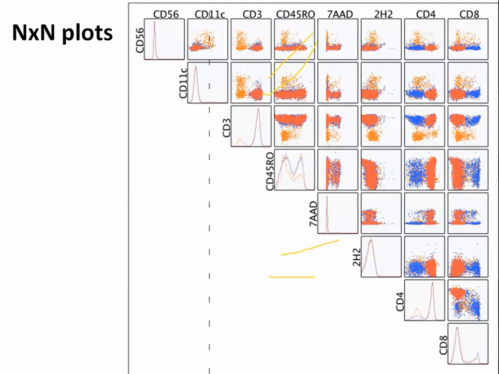To check whether your data is adequately compensated, check all the combinations of plots, N by N plots. That is, if you are using a 10-color flow cytometer, you use FITC with all other 9 fluorochromes. Similarly, for every fluorochrome, check the combination with the other 9 fluorochromes. Then you can know where the compensation is, how it is done, and how well it is done.